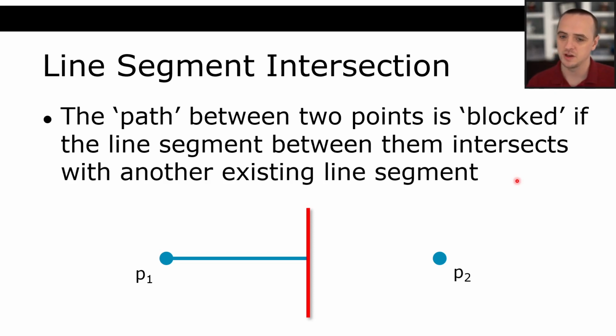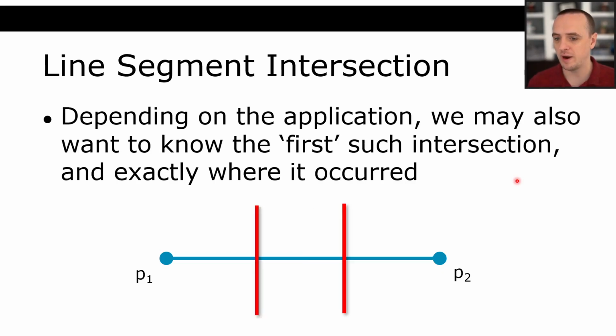But we may not just want to ask if a block exists, but where that block exists. So depending on the application, we may also want to know where the first intersection is. For example, if we are at P1 and we're trying to do a light calculation, and we want to know how far this light goes, we may want to ask not necessarily is there a block, but where's the first block. So we would want to know where this is right here. There might be multiple intersections, but we want to know where that first one is. So that's the problem that we're going to be looking at today.